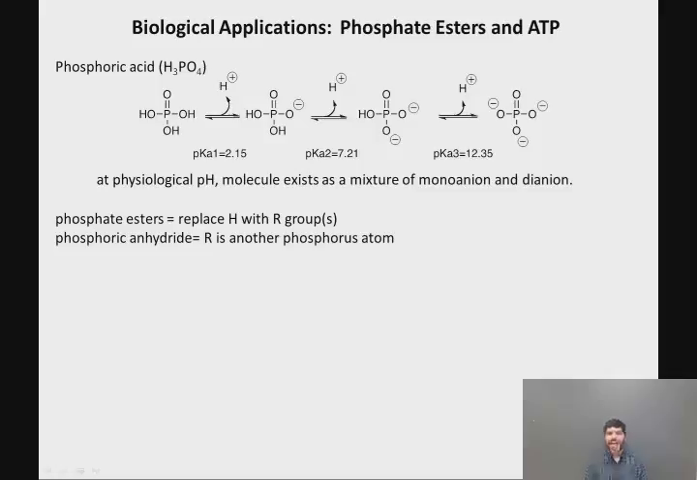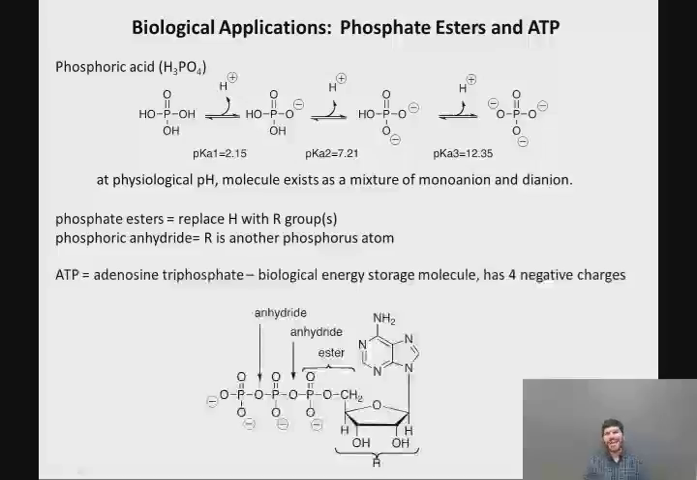So a phosphate ester is simply when we replace the hydrogen, any number of the hydrogens of phosphoric acid, 1, 2, or 3 of them, with R groups. And then we also need to be aware of what a phosphoric anhydride is. And that's when the R group is another phosphorus atom that's also doubly bonded to an oxygen.